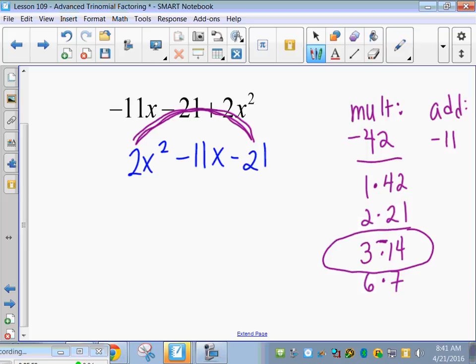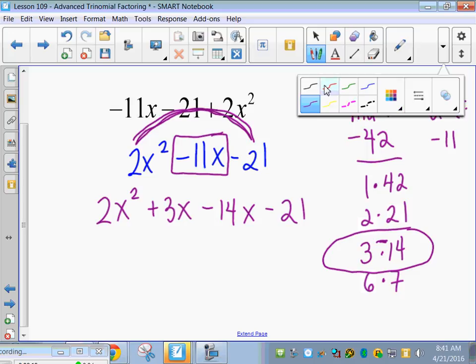Okay, so again, we're going to write it as 4 terms. So I'm going to replace my middle term, and instead of this, we're going to put these two with x's on there in either order. So 2x squared plus 3x minus 14x minus 21. And from here, we should be good to go because we've done this a lot.